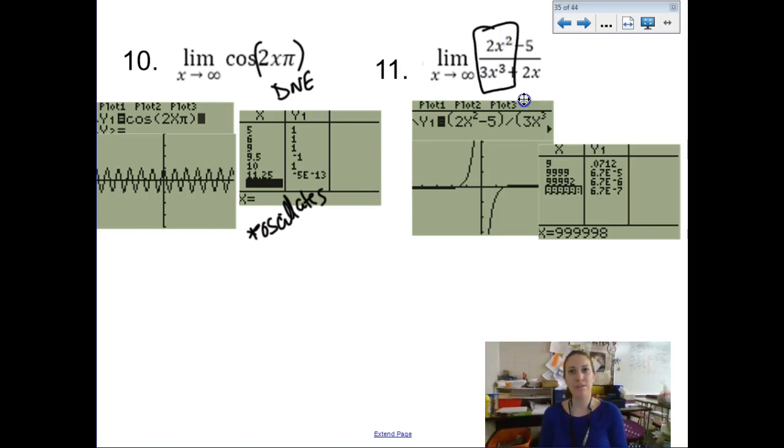Okay, here we have another rational function. I notice it is bottom heavy, more x's in the bottom. So that means your horizontal asymptote is going to bottom out at 0. I can see that on the graph and the table. So as my x's get really big, my function is approaching 0.